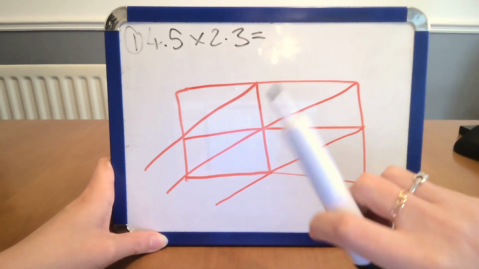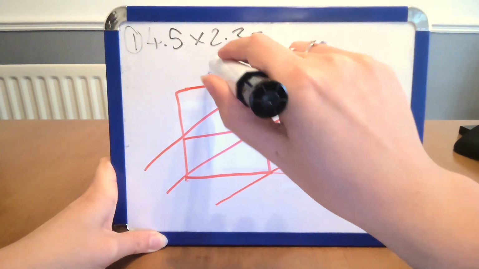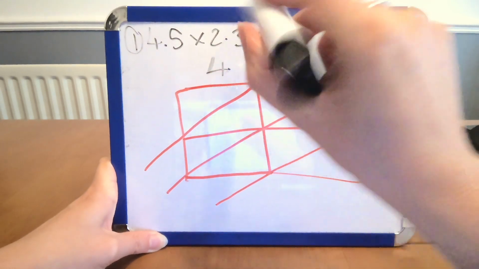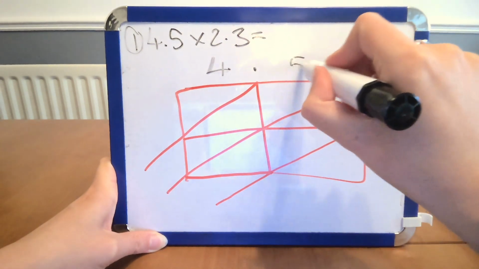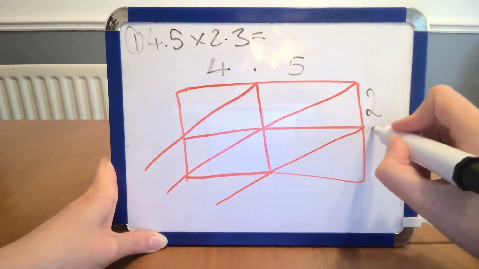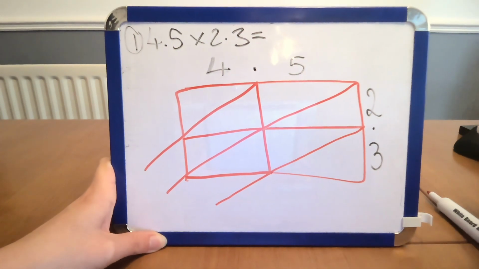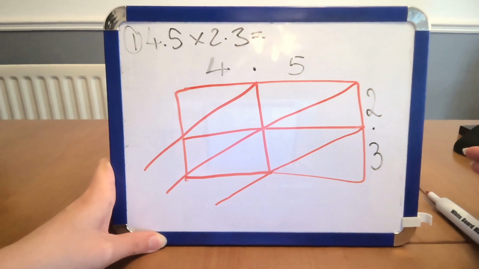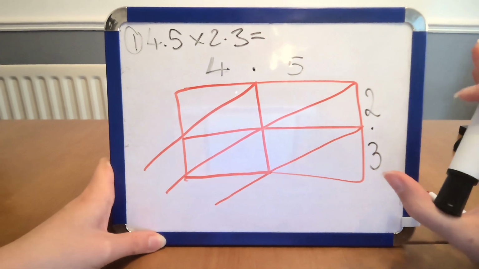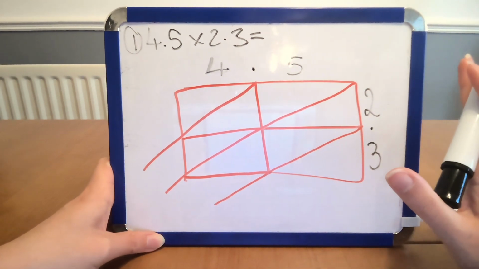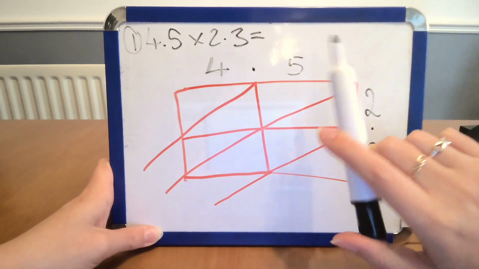Now the first thing I'm going to do is actually put my numbers in. So I'm going to put my 4.5 and 2.3. Now for the moment the decimal points are actually just there as kind of decoration. They're not actually serving a purpose. They don't change the method. So it is the same method as usual.